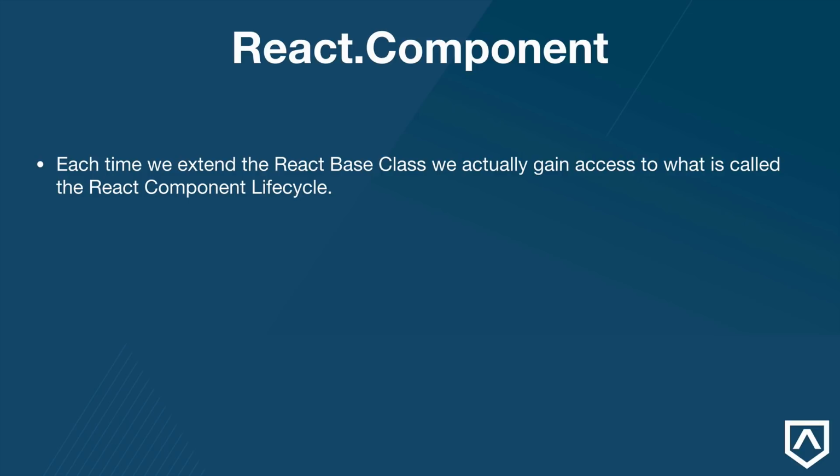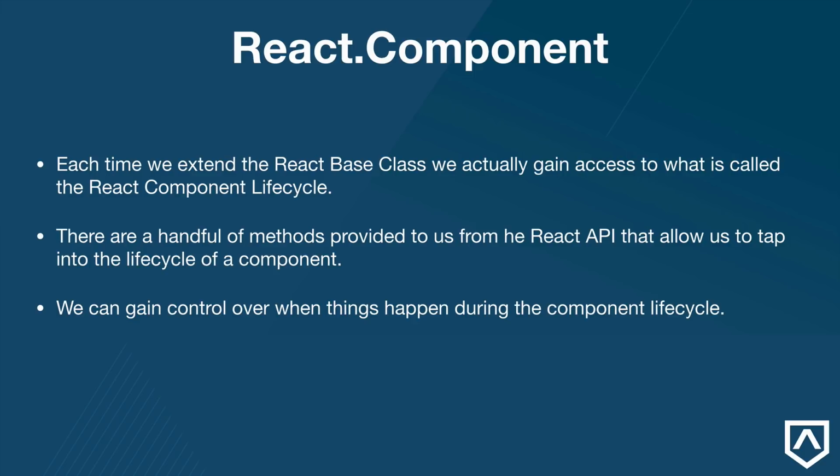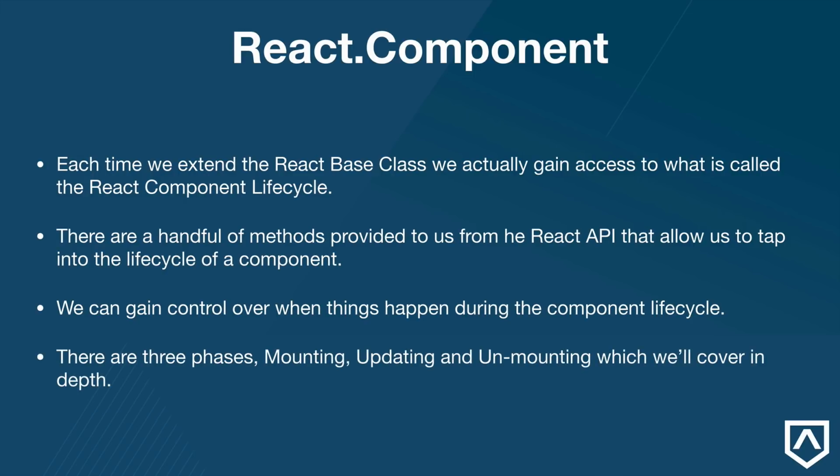As part of the component API, we have a few methods that we can interact with. There are a handful of methods provided to us from the React API that allow us to tap into the lifecycle of a component. We can gain control over when things happen during that component lifecycle. And remember, there are three phases to a component lifecycle: mounting, updating, and unmounting.